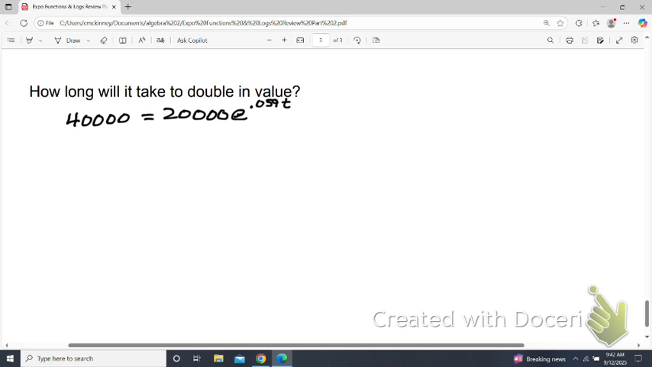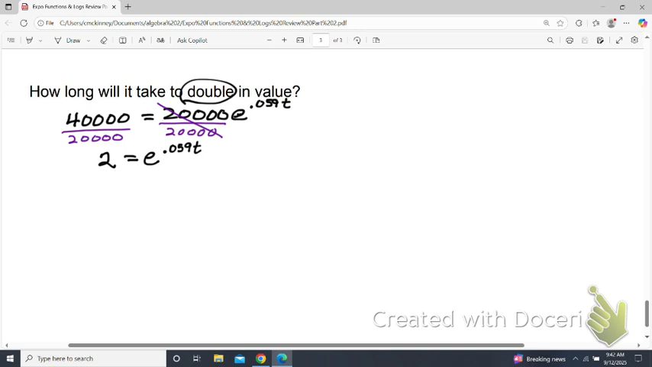Now, I said we have a couple different setups that we could use, because what happens when I divide by 20,000? I just get 2. So it doesn't really matter how much the amount is. If it says double in value, you could just start out with a 2 here, and then you do not use the principal. But if it makes more sense to put it there like I just did, you certainly can.